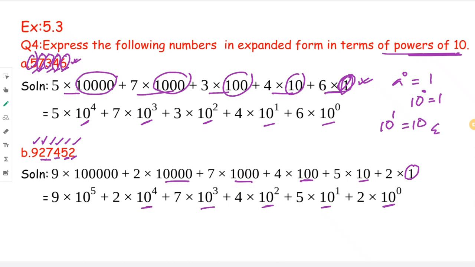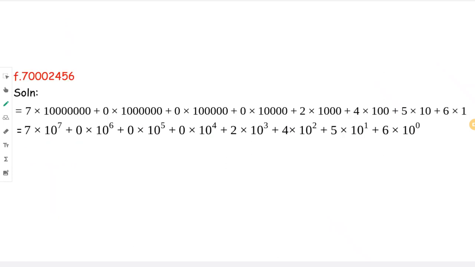1, tens, 100, 1000, 10,000. 9 is in lakh, right? This one. So I can simply write it as 10 to the power 5. Alright, the last F, once again, same thing, right? So this is 1, tens, 100, 1000, 10,000, lakh, 10 lakh, and then there is a crore. Alright, so you can just follow the same thing again.